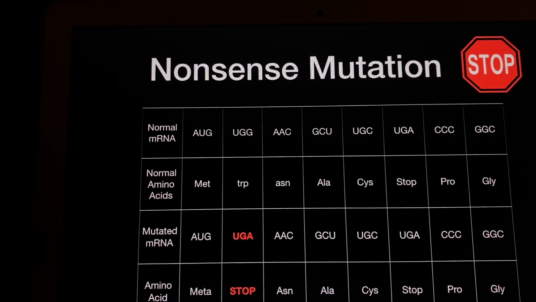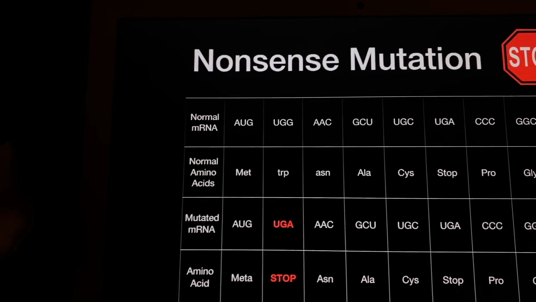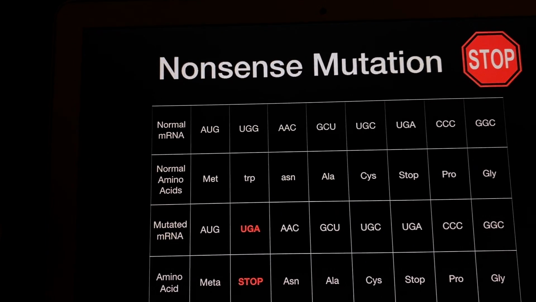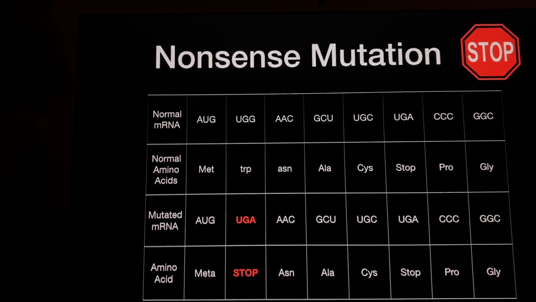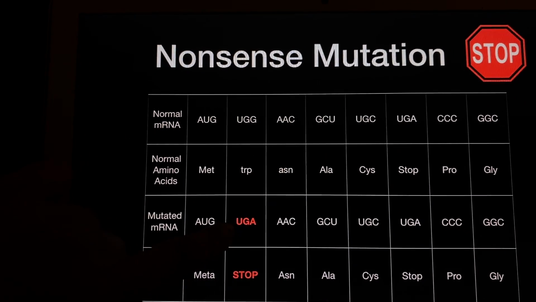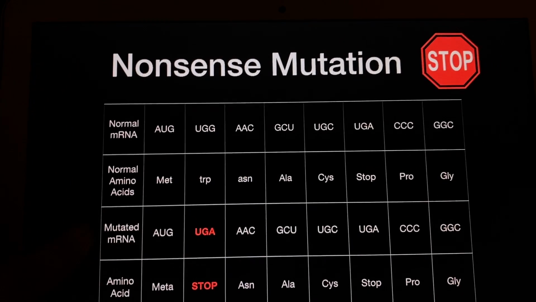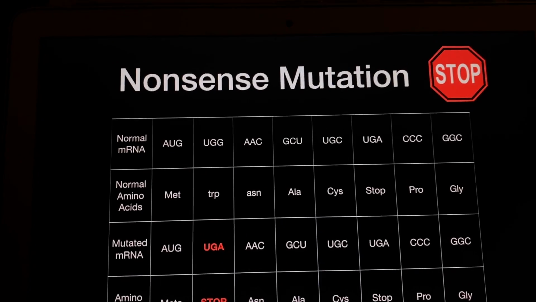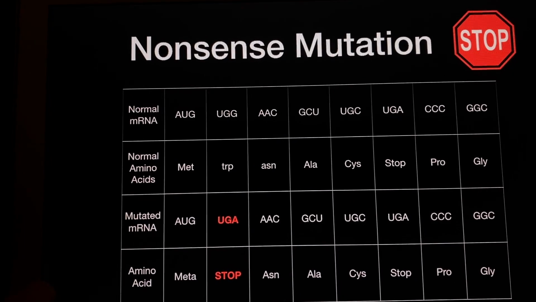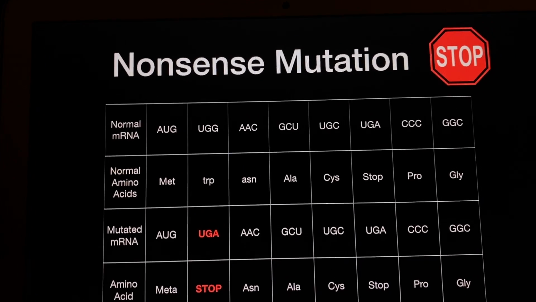So nonsense mutation is where there's an addition of a stop codon, which causes a premature termination of the translation, and this could result in an abnormally shortened protein. So as you can see here, there's the mutation. It's changed the UGG to UGA, causing it to be a stop codon. And this mutation is an example of a transition mutation, because you have a pyrimidine base replacing a pyrimidine base.